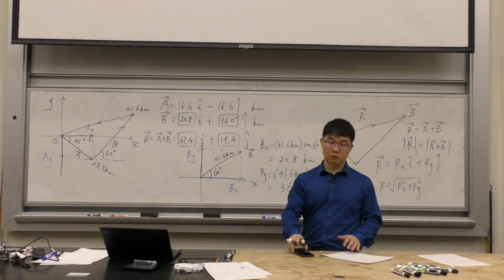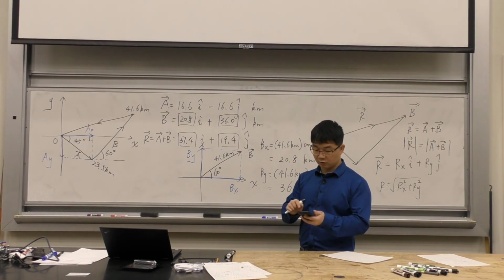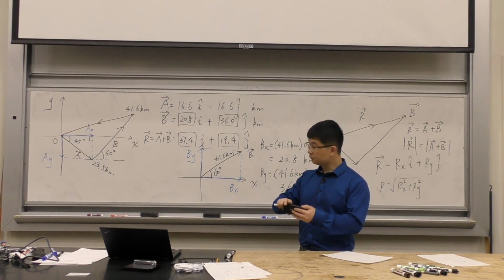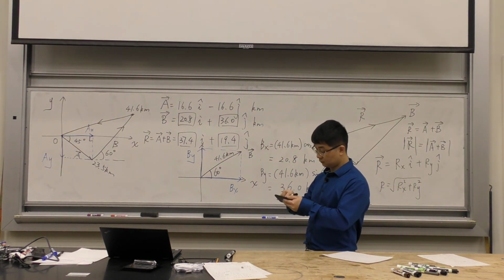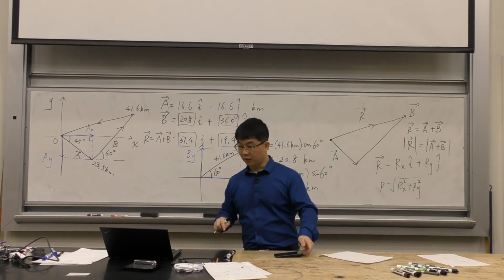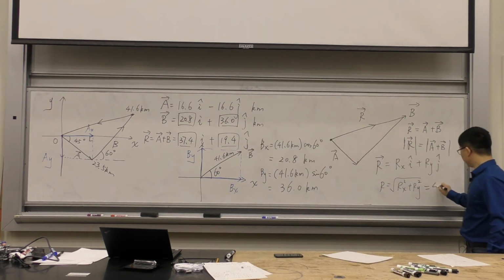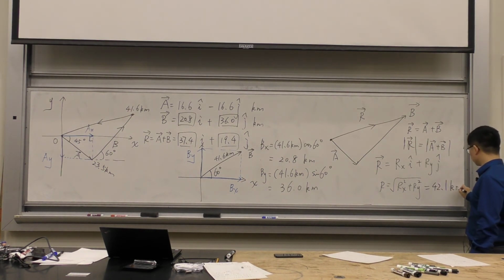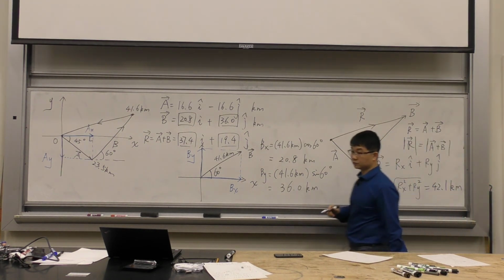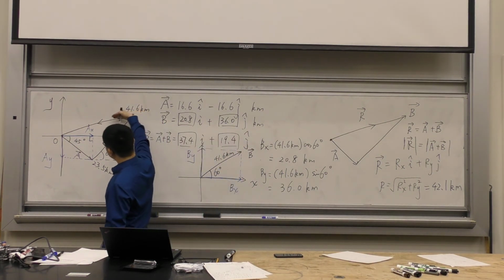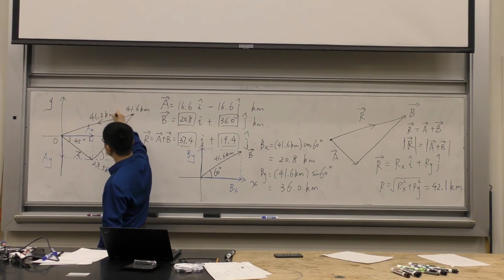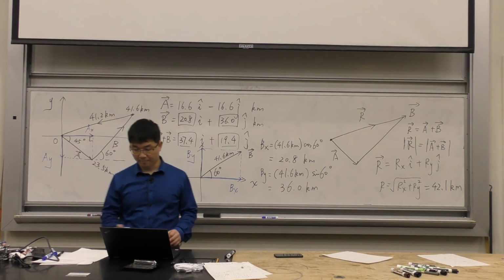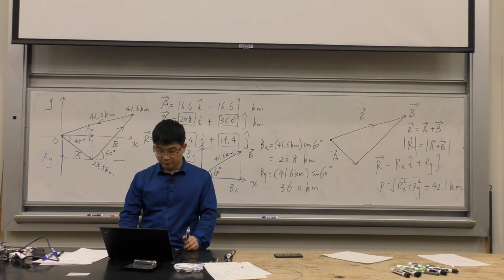You're just going to do x squared plus y squared and then square root, right? What is the answer you got? You square this thing plus that and then square root. Okay, so the number I got is 42.1 kilometers. That's the answer, right? So the shortest distance she can go is going to be 41.2 kilometers back to her car. Okay, this is this part.